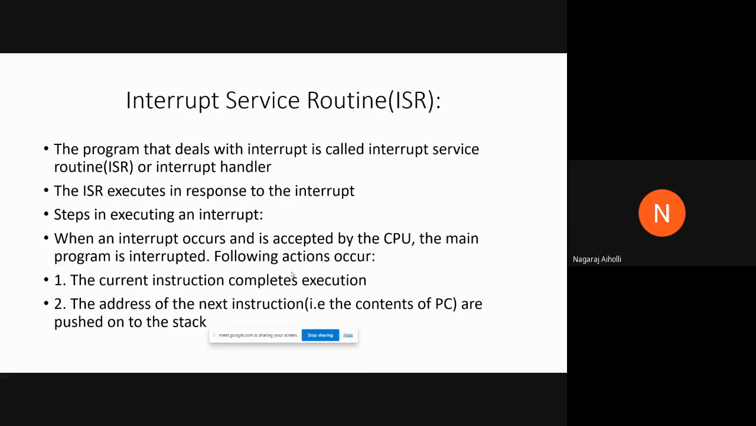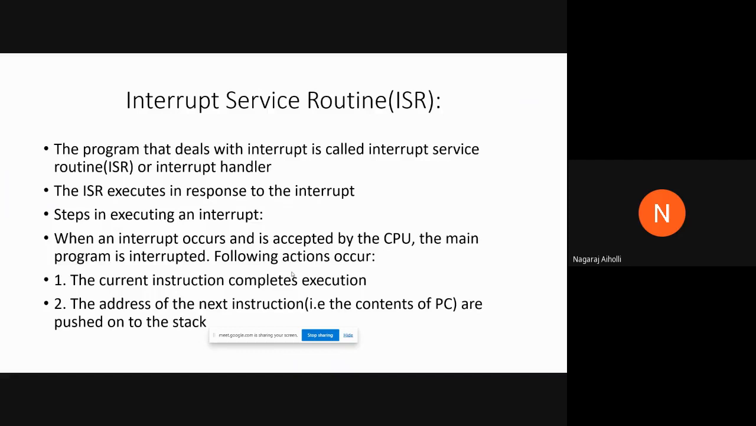Then once the next instruction memory location is stored into the stack memory and the interrupt status is saved, the starting memory location of the interrupt service routine will be stored into the program counter, and the interrupt service routine will start to execute.